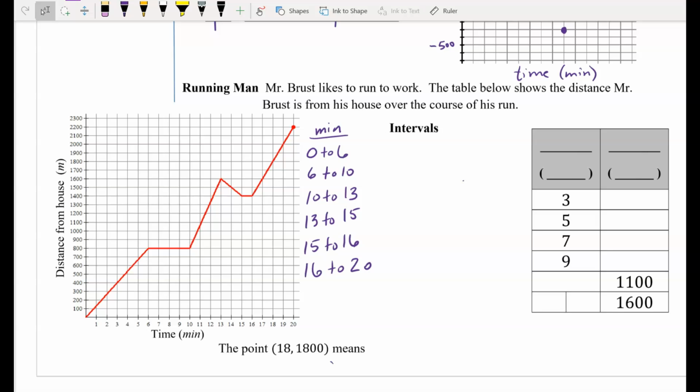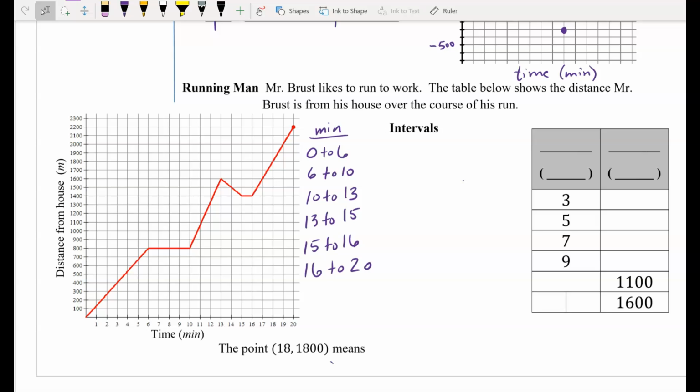This graph doesn't have the same behavior from beginning to end. It's going up, it's staying the same, it's going down. So we want to analyze it in terms of intervals. So I've broken the intervals up according to minutes. 0 to 6 minutes, 6 to 10 minutes, 10 to 13 minutes. You need to write these intervals on your paper.